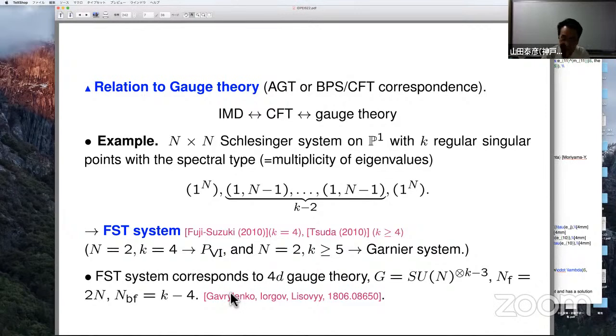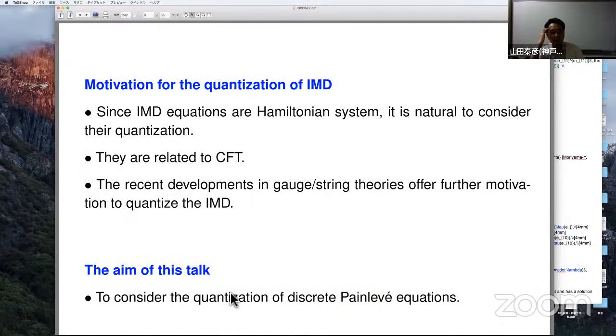So this is the motivation of the quantization of the isomonodromic deformation. Since the isomonodromic deformation is a Hamiltonian system, it is natural to consider their quantization. And moreover, they are related to conformal field theory. And also they are related to gauge and string theories.